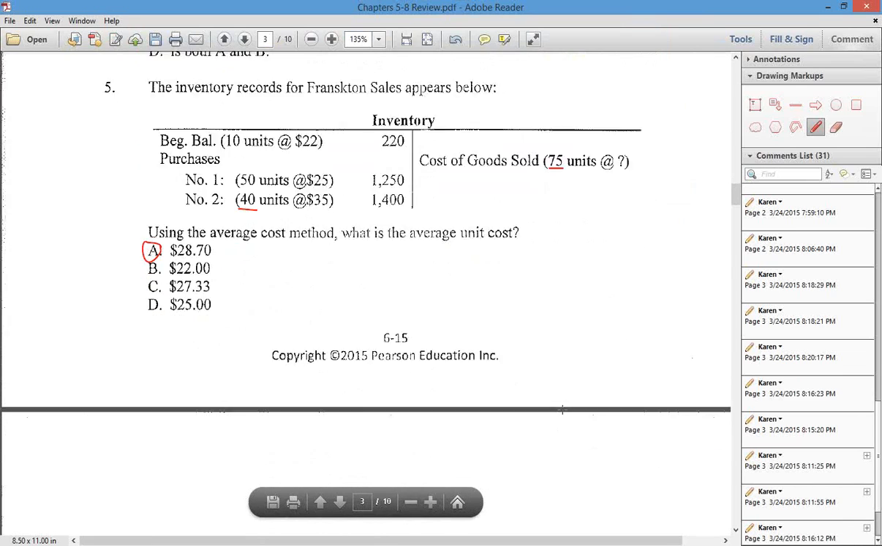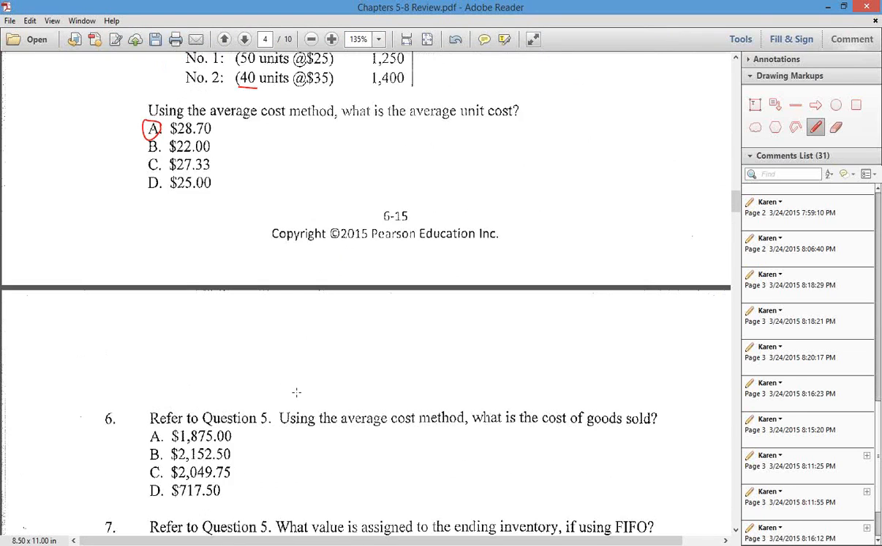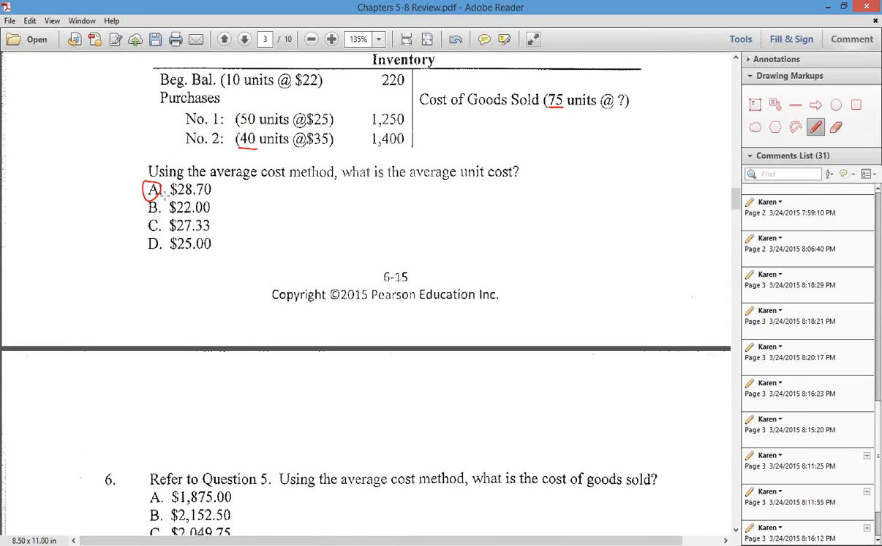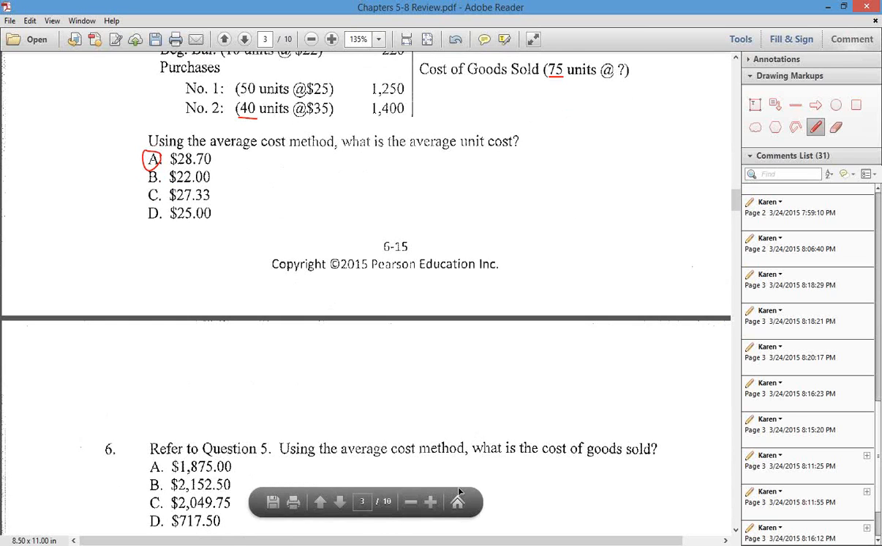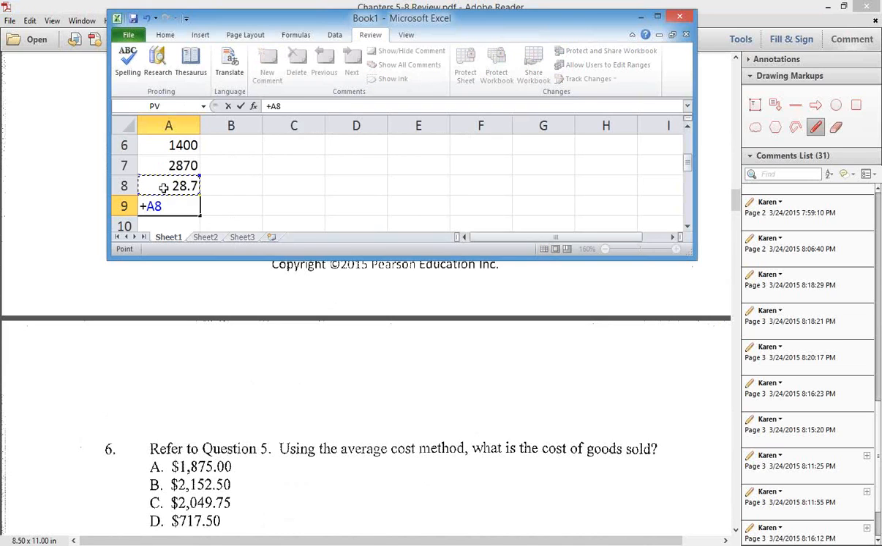The next question it asked me refers back to that, and it wants to know, using the average cost method, what is the cost of goods sold? So we had 2870 per unit times 75 units that we sold. So plus this times 75, 2152.50.